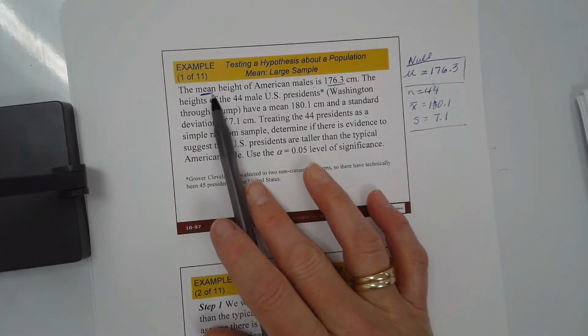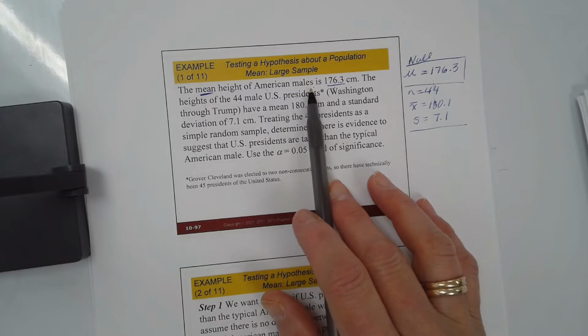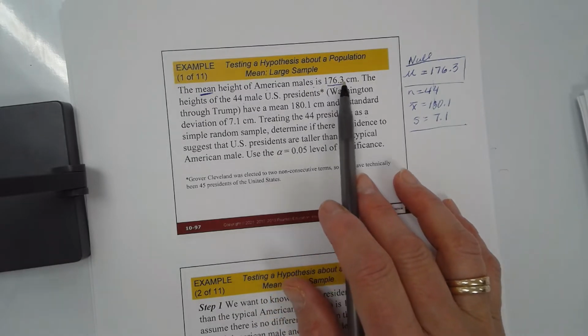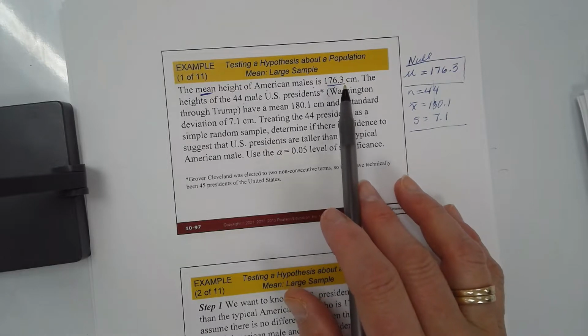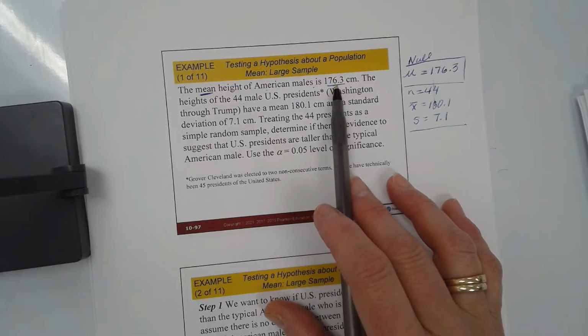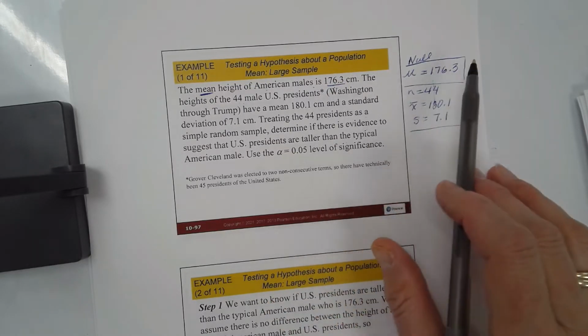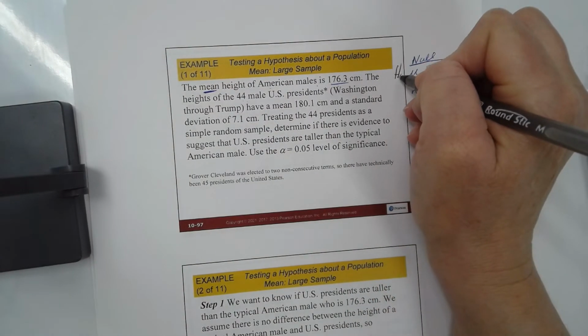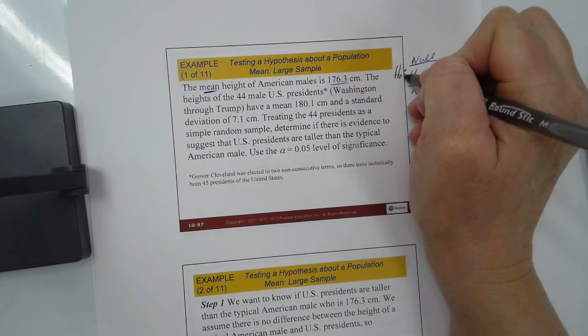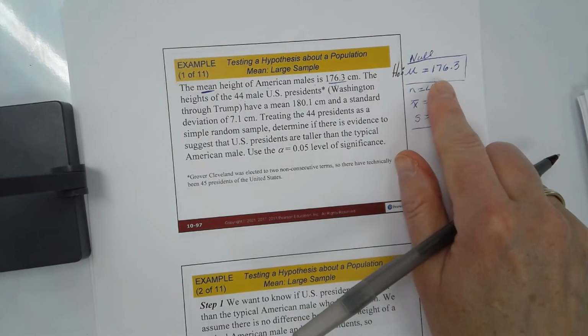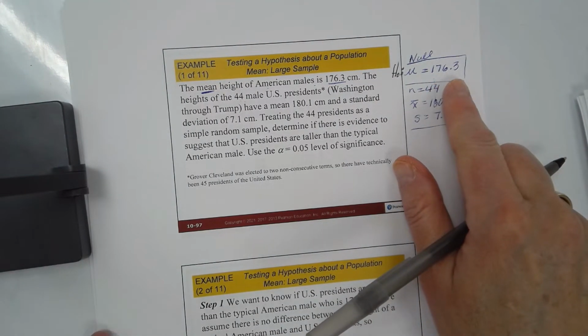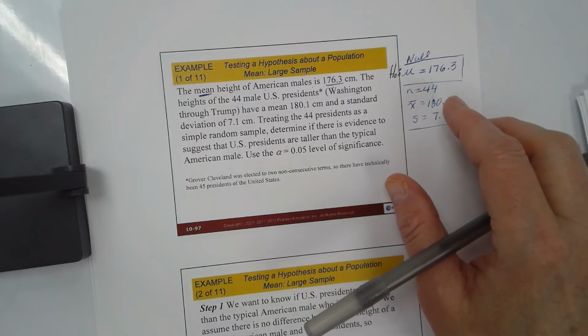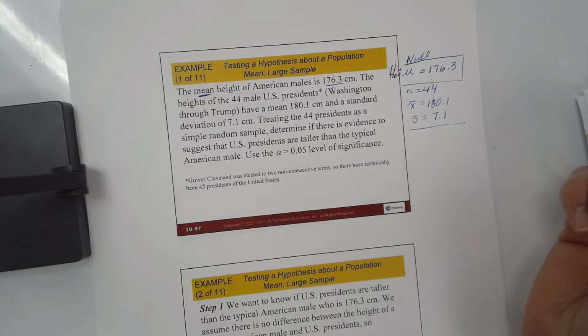In this example, we have that the mean height of American males is 176.3. Okay? So we would use that as my null hypothesis. So my H naught is going to be that the mean is equal to 176.3 centimeters. Okay, so it's saying that that's the average height of American males.